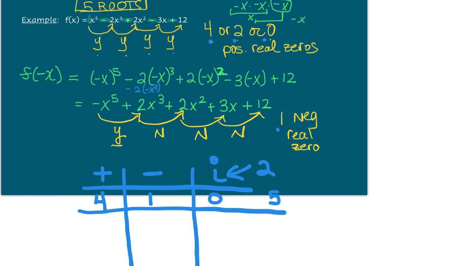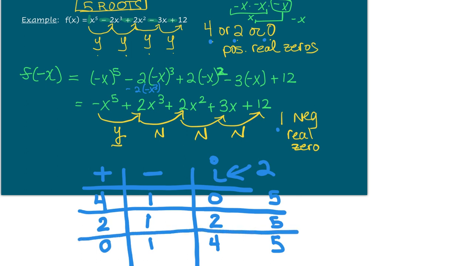I could have 2 positive roots, and if I have 2 positive roots and 1 negative root, I've taken up 3, then I could still have 2 imaginary roots. That would give me 5. I could have 0 positive roots and 1 negative root, and in that case, I would have to have 4 imaginary roots for a total of 5. And those are the only combinations left that I can have.